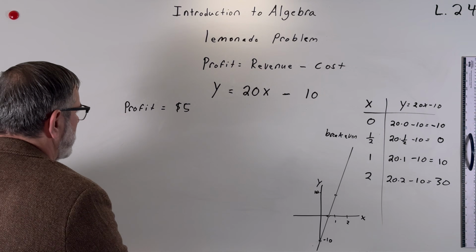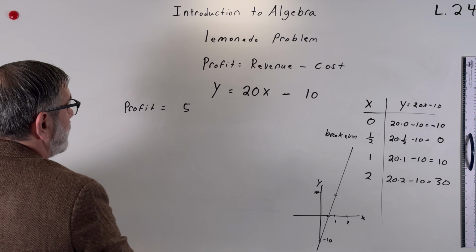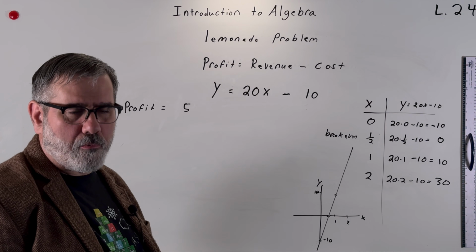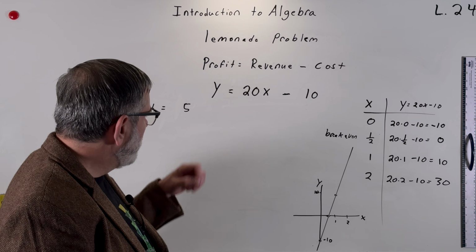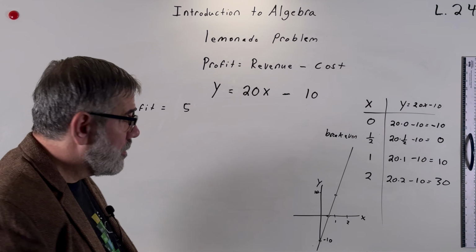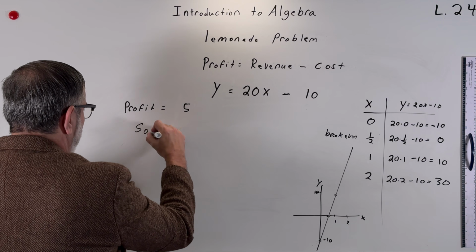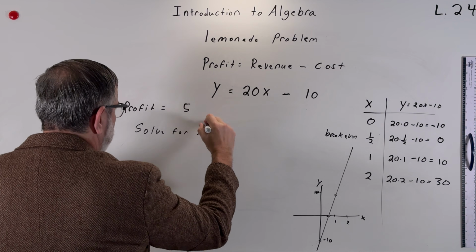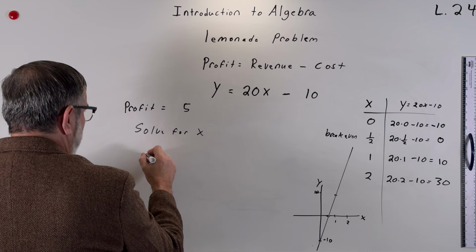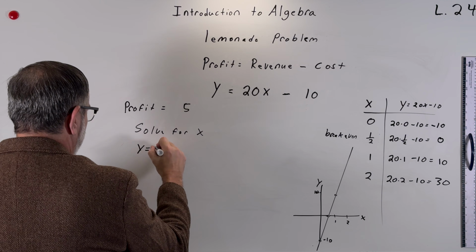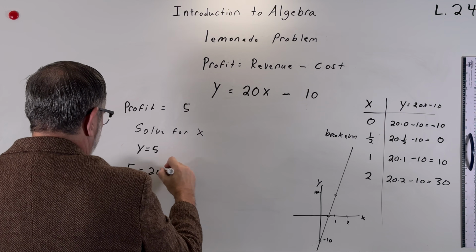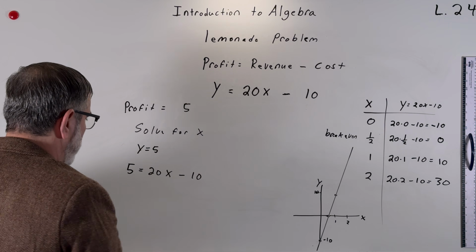So if I set my profit equal to $5, I'm just going to call it 5. How can we use this equation to figure out what we need to set the price to? To make a profit of $5, what does the price of a glass of lemonade need to be? Well, we're going to solve for x. So if y is equal to 5, that means 5 is equal to 20x minus 10.